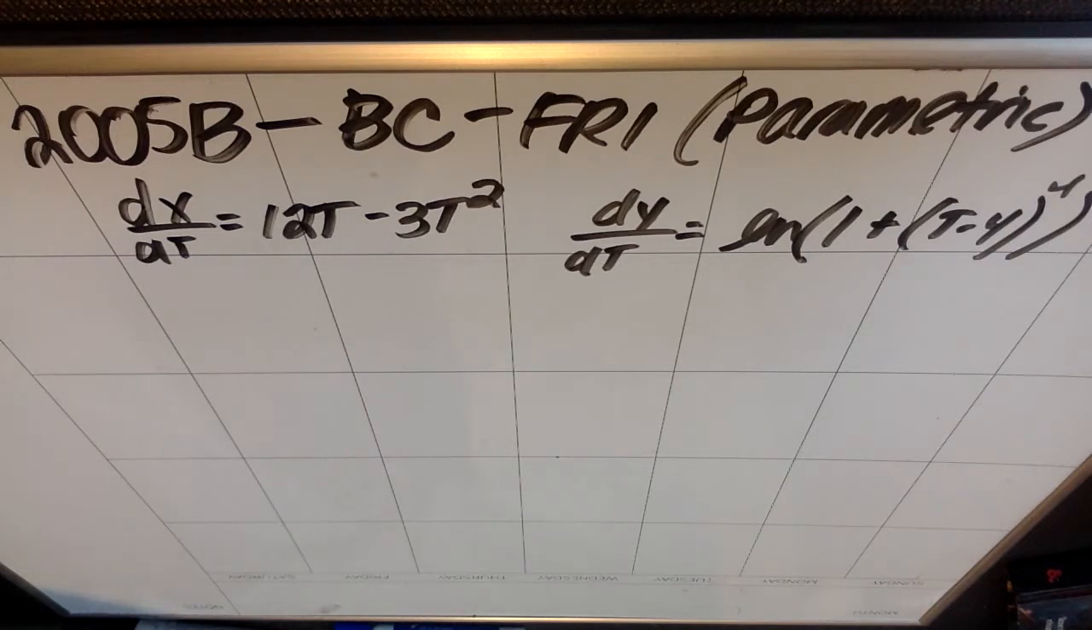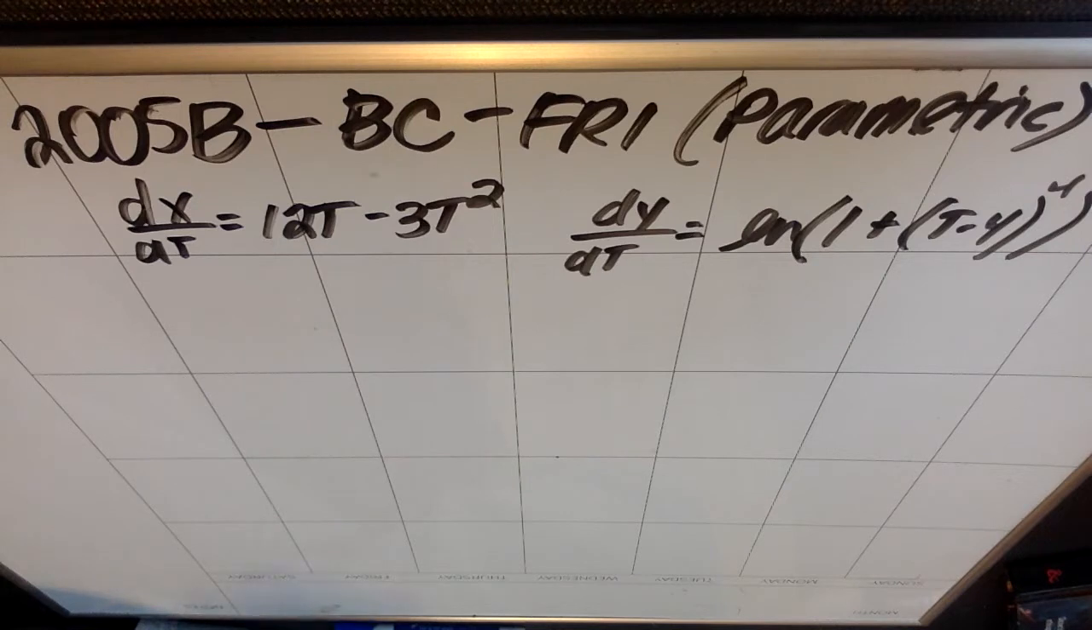has position x of t, comma, y of t, for t greater than 0. We are given that dx/dt equals 2t minus 3t squared. We are given that dy/dt is the natural log of the quantity 1 plus the quantity t minus 4 to the fourth, and close the entire natural log.